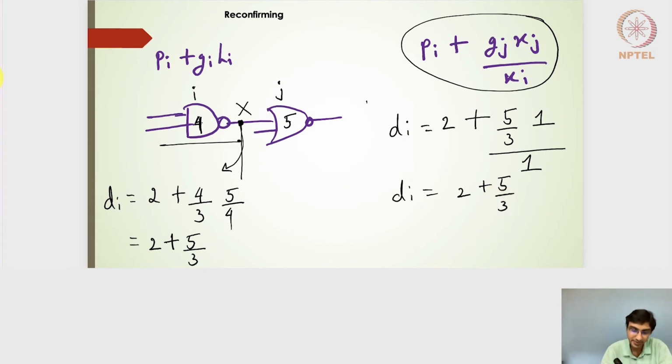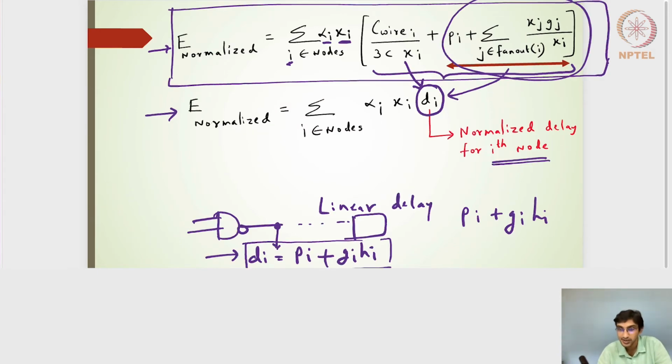So in this previous expression, let me go back to the previous expression. What I said was that the energy term, the energy normalized term, is now a function of the delay di at the ith node. And in this particular circuit, if we have a lot of nodes, then we need to estimate the delay at the output of all the nodes and then use that for our energy estimation. So hope this is clear.